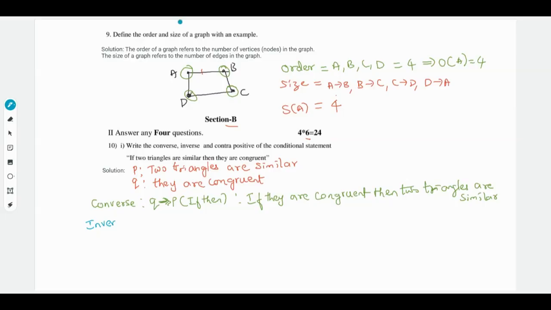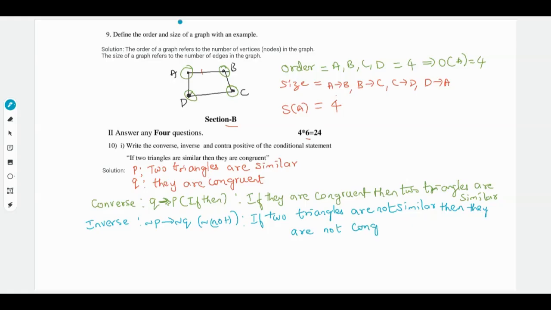Then the next one is inverse. What is inverse? Inverse is negation P implies negation Q. Negation means it is not. Whenever it is negation, we should use not. So negation P means: if two triangles are not similar, then they are not congruent.